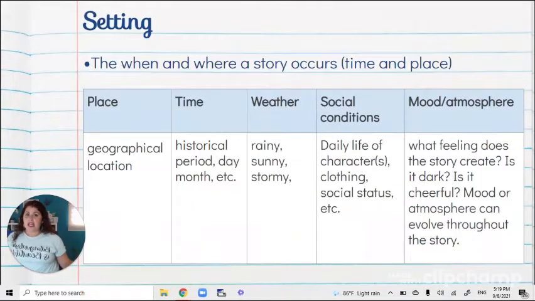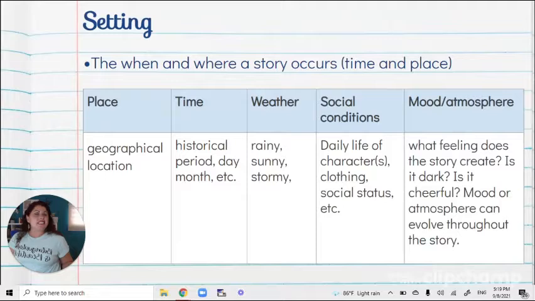Now we move on to setting. And the setting is not only where my story takes place, but also the when my story takes place. Does it take place in the Middle Ages? Does it take place in the future? Does it take place in the modern day? These are all things that have to do with setting.